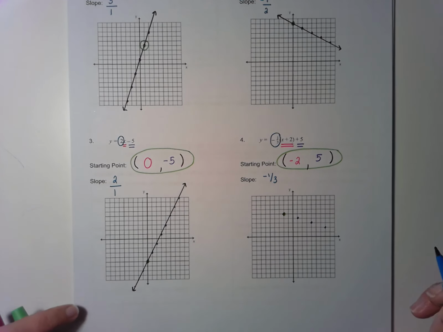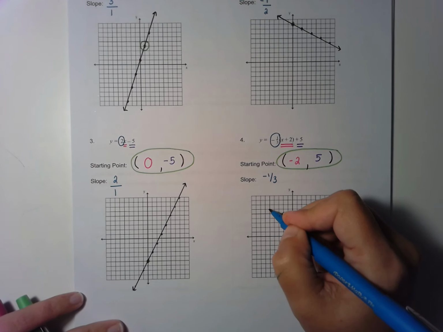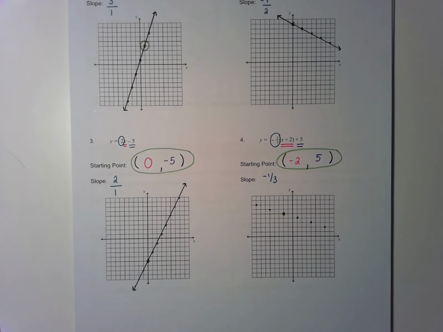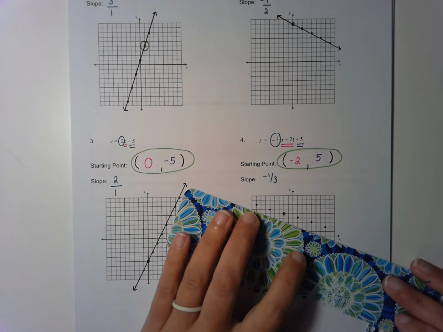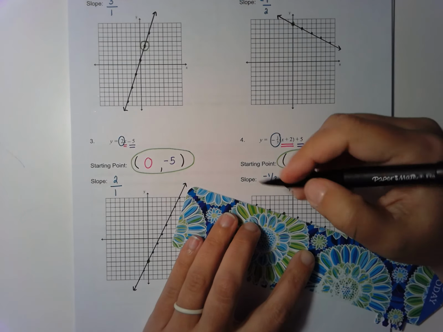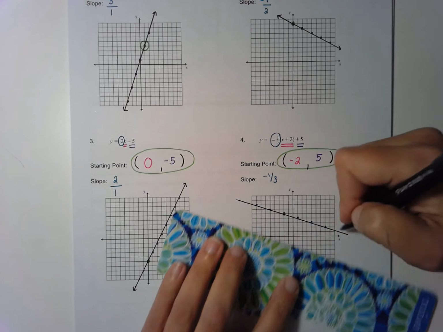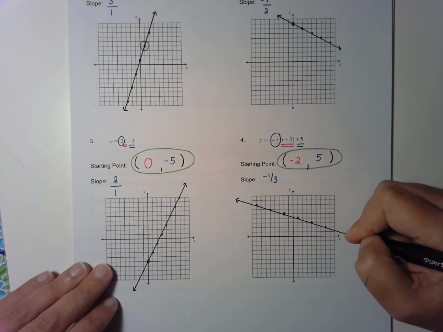Now, just like before, you could also go up 1, left 3, up 1, left 3 if you wanted to make the 3 negative instead of the 1. The only thing you can't do is make them both negative. So either the 1 or the 3, but not both, can be negative. And then that's my line with my arrows at the end.